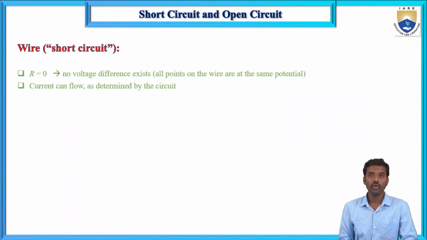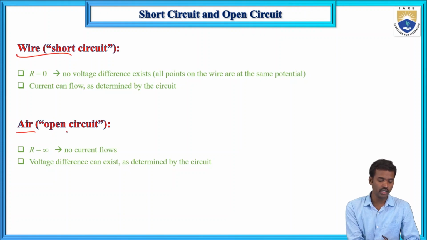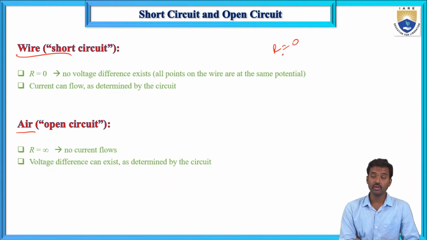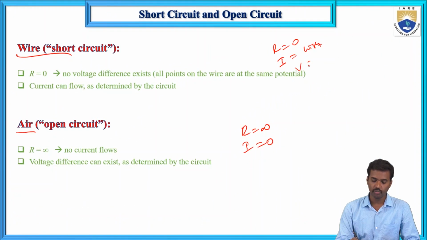Next, open circuit and short circuit. So we know, these are two important definitions. So this is the wire and this one is the air. So now here, sorry, short circuit resistance is 0 and open circuit resistance is infinity. In a short circuit, a high amount of current flows, and in an open circuit the current is 0. Open circuit voltage we can measure. Short circuit voltage is 0.